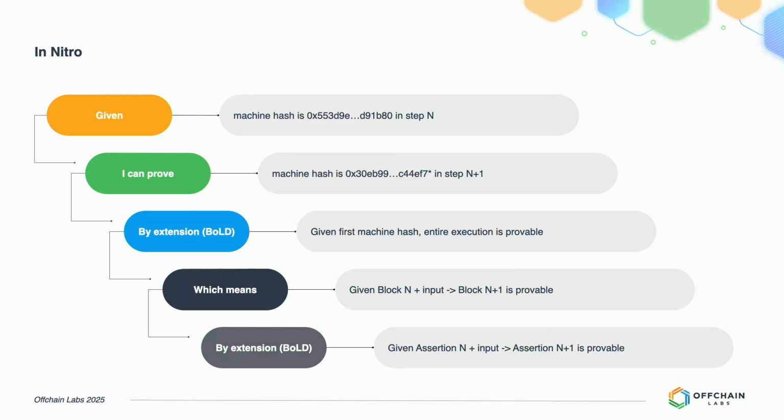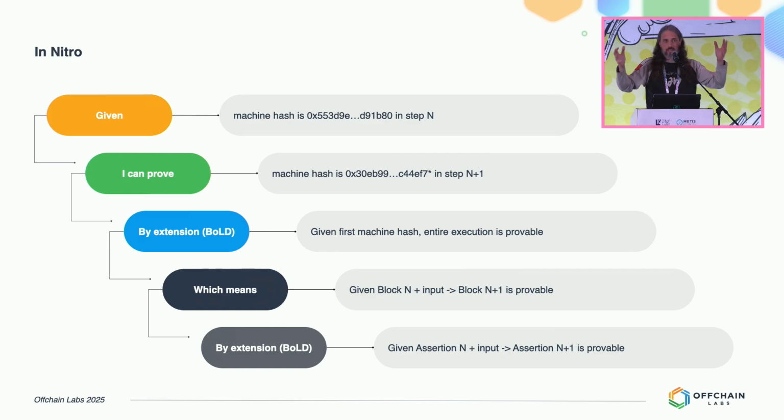There is then another step of extension, which says that we divide the blocks into something called assertions. So every assertion proves a bunch of blocks, and that's also done using BOLD. Because we can prove one block, we can also prove a bunch of blocks. Those are called assertions. And what you see on-chain in Arbitrum is on-chain assertions, and each assertion is proven by accepting that the previous one is correct, and we know all the rest of the input.